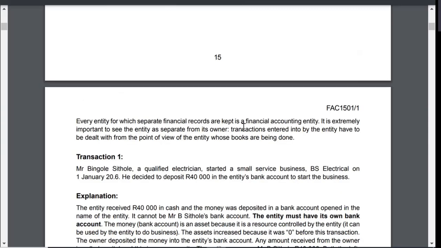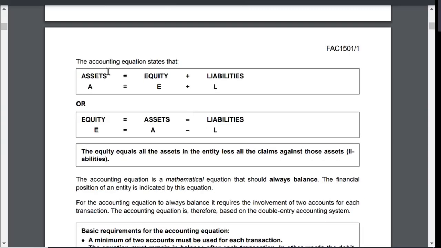So before we look at that, this is the accounting equation. So we're looking at this. Can you see? So our accounting equation is assets equals equity plus liability, or equity equals assets minus liability. So the main objective of this accounting equation is that this equation must always balance. Your assets must always equal equity plus liability.